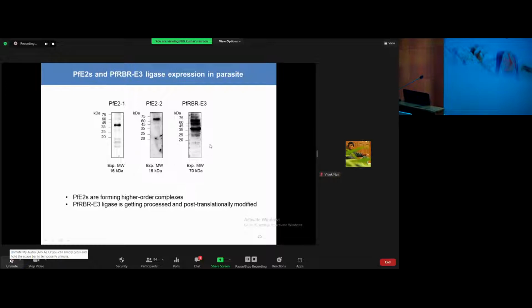And for the E3 ligase, we were not able to get a single band, as Sumandhar and Saman had also shown in their presentation. Sometimes when the proteins are getting processed or post-translationally modified, we do not get a single band for these parasite proteins, and this smear that we see here could be suggestive that it is getting processed and also post-translationally modified.